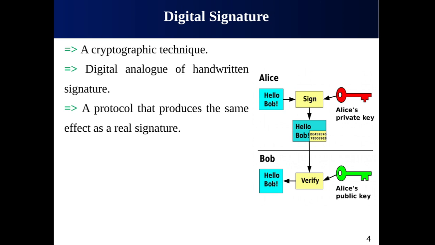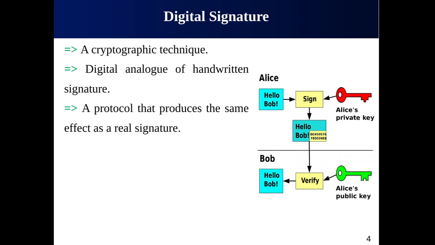To be more technical, a digital signature is a protocol that produces the same effect as a real signature. Or you can say that a digital signature is like a mark that only the sender can make, but other people can easily recognize as belonging to the sender. Like you see a document, you see that signature, and then you recognize who actually is the sender of that document. So in a similar way, in the digital world, the digital signature is a protocol, or you can say is like a mark that only the sender can make, but other people, or other machines, can easily recognize.